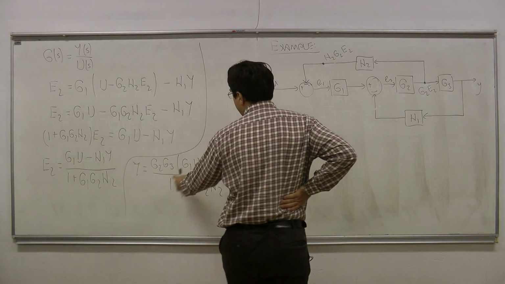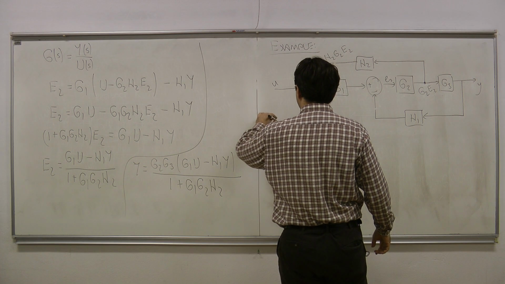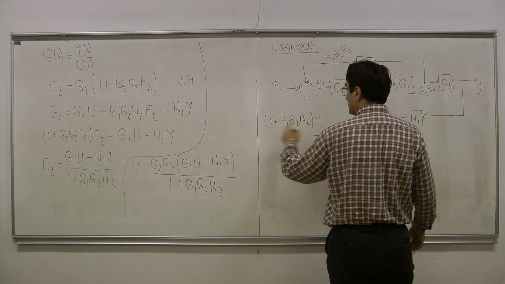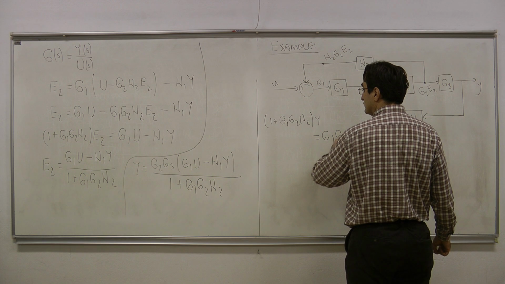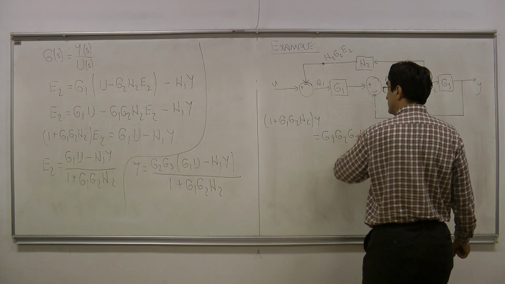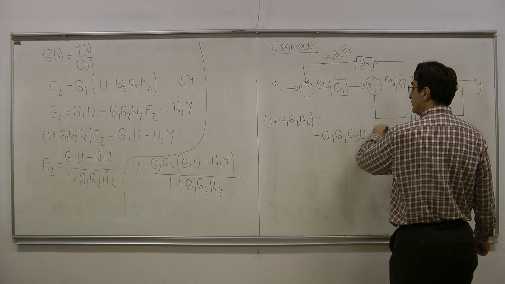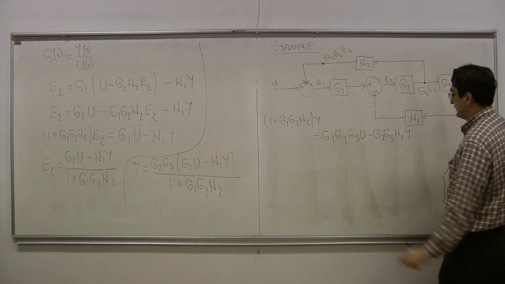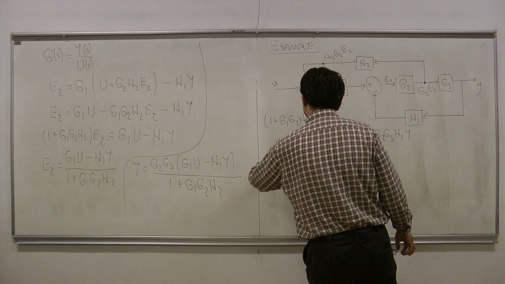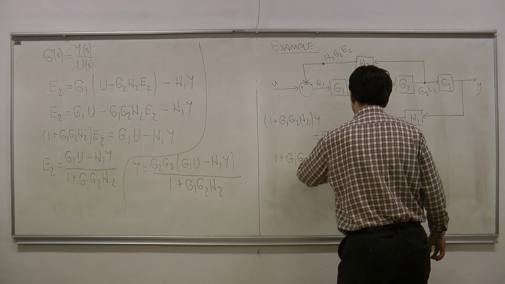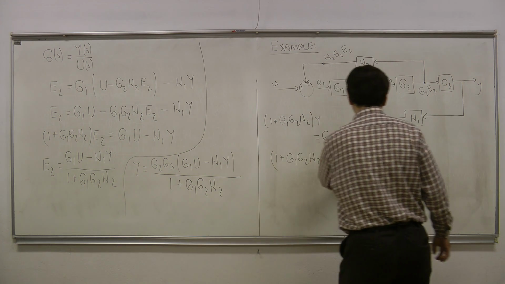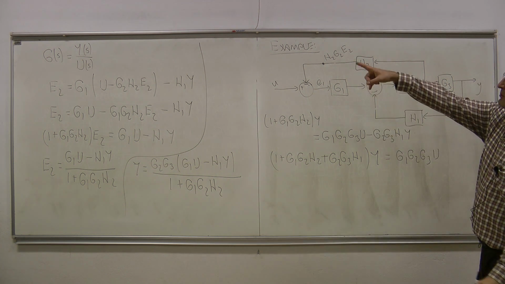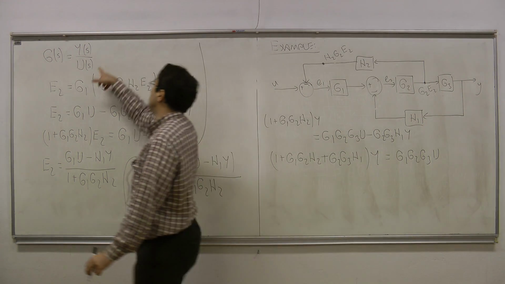So I will first take this part to the other side. So it is (1 plus G1 G2 H2) times Y is equal to, let me distribute that multiplication, G1 G2 G3 times U minus G2 G3 H1 Y. So now I can collect all of the Y terms on one side. So here I have (1 plus G1 G2 H2 plus G2 G3 H1) Y is equal to G1 G2 G3 U. Now the only thing remaining is to calculate that ratio, Y over U.